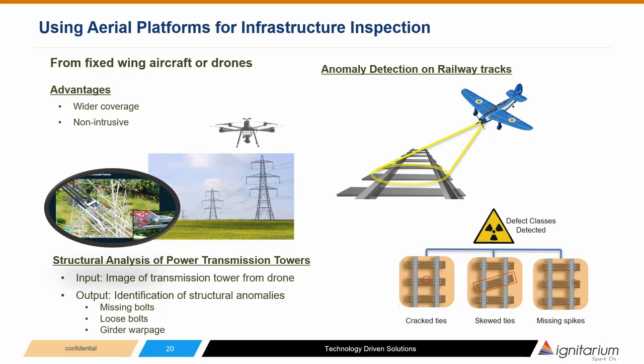The panel on the right shows another use case where anomalies on rail tracks are being detected. In the subsequent slides, we'll go into a lot more detail on this specific use case. The advantages of these aerial platforms are primarily wider coverage and their inherent non-intrusive nature during data acquisition.